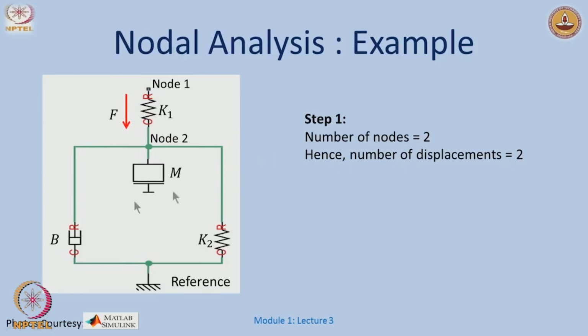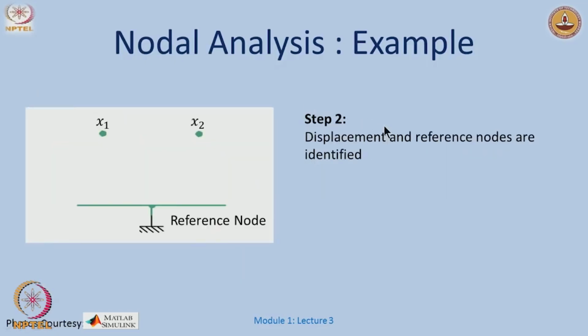number of displacements. So, I will have one corresponding to this point here and the other corresponding to this point here. These are my two nodes, node 1 and node 2, which will give me those two displacements. Once I identify these two displacements or nodes, I mark them here as x1 and x2, and then I have a reference node.